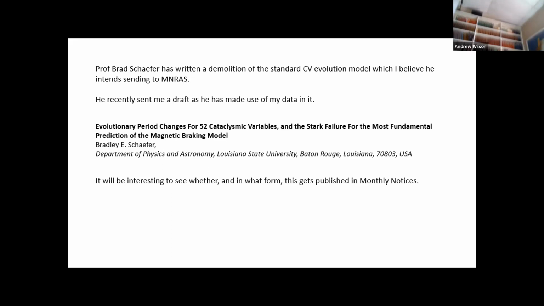I will be very interested to see if he gets it published in Monthly Notices. This is where he's submitting it, clearly from the draft he sent me, and it'll be interesting to see who gets to referee it. But I don't think Brad would do that. He's got very strong views on this. If you start discussing it with him, he will. He's absolutely clear that the standard CV model is basically a load of rubbish, and there's an awful lot more to what goes on in these stars than they try and describe. So I await with interest this paper.